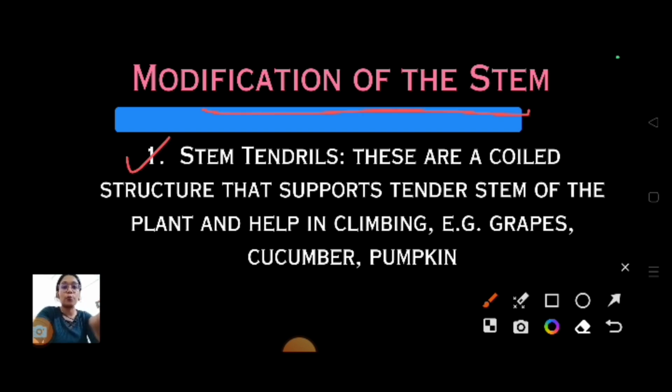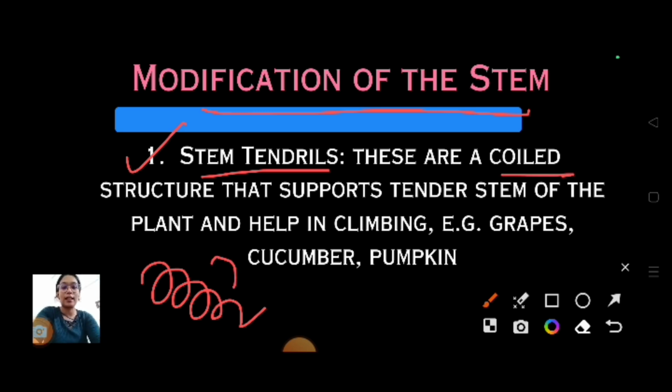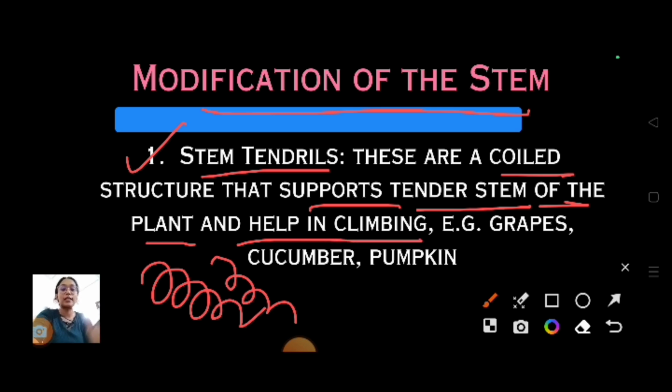The first point, stem tendrils. We have already talked about this tendril-like structure. I'll show one picture. These are coiled structures. It is highly coiled, you can see the diagram, a structure that supports the tender stem of the plant and helps in climbing. It supports the main stem, the hard tough part, and helps in climbing up, like in the case of grapes, cucumber and pumpkin. You can see the stem tendrils.